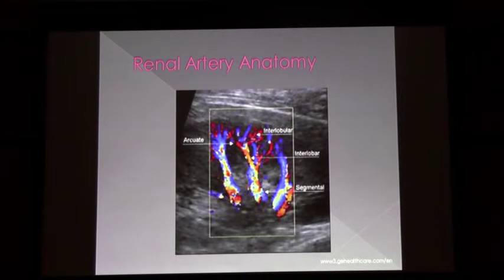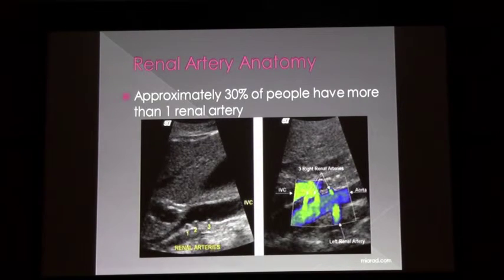Absolutely, but the scale should be turned up a little bit more. And then the article I read actually said approximately 30% of people have one or more duplicated arteries. And for those cases, each renal artery needs to be evaluated.